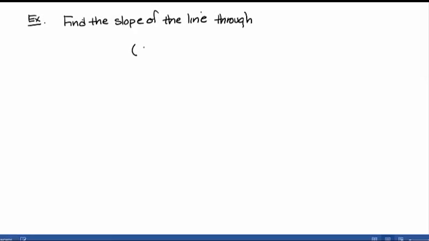Here, let's find the slope of a line. Find the slope of the line through these points. I'm going to have (0, -8) and (-2, -2).